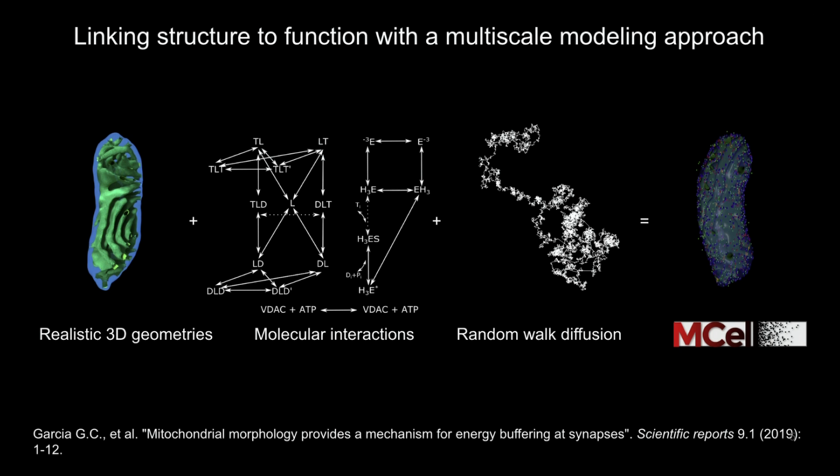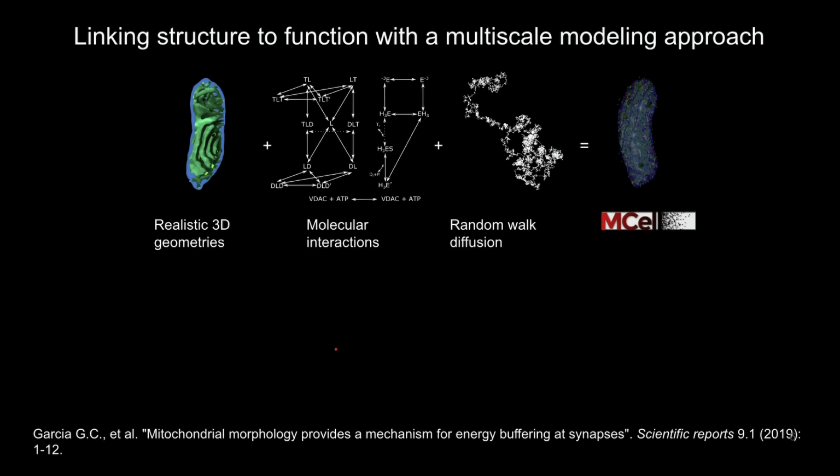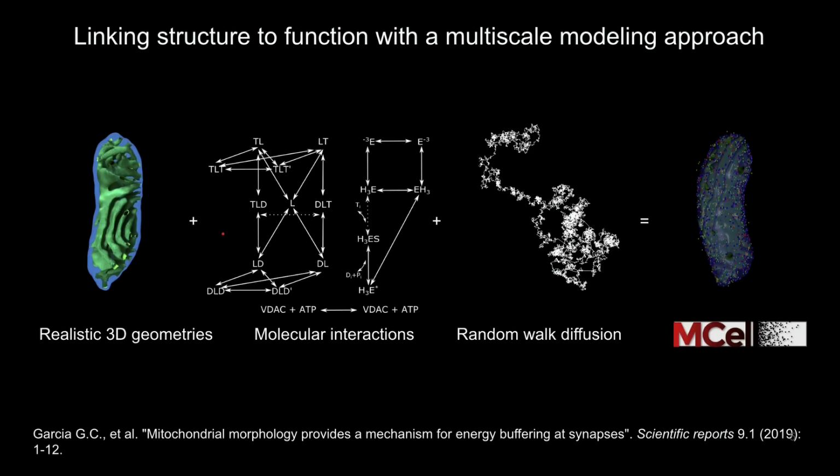We combined that with a number of proteins in our model, and we need to set the rules of how these proteins are going to behave and how they change dynamically. These are the rules I'm showing you here. Some of these molecules can also move in space, so we also add random walk diffusion.